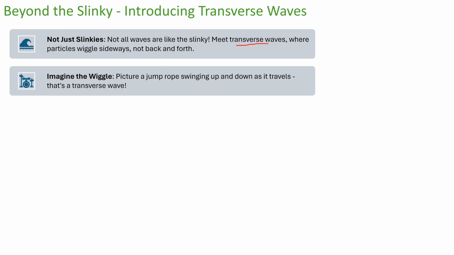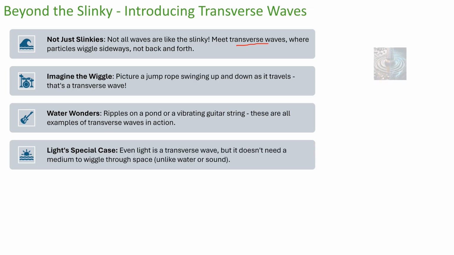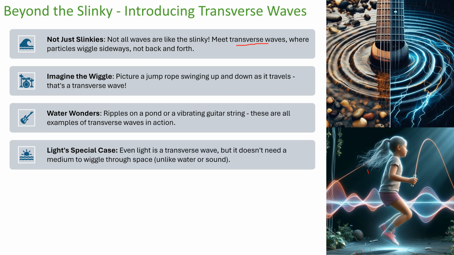Picture a jump rope. You definitely would have played this swinging rope game, skipping. Picture a jump rope swinging up and down as it travels. That's a transverse wave. See, this swing goes up, comes down, goes up, comes down. That's a transverse wave.